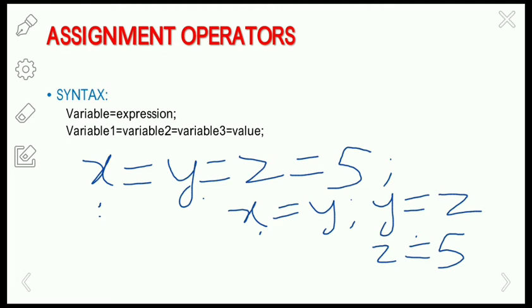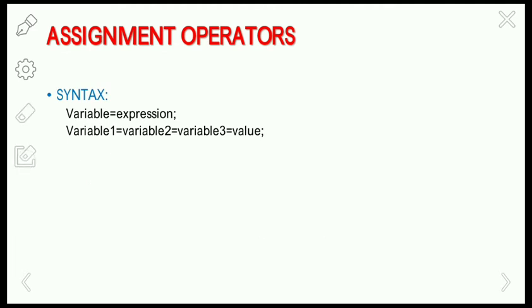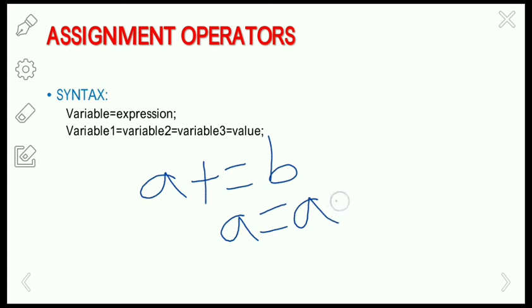So next one is the compound assignment. In the assignment operators, there is a single assignment, multiple assignment, and compound assignment. Compound assignment operators are formed with the syntax operator equals, where the operator may be any one of the arithmetic or bitwise operators. Here in the compound assignment, I am taking the value a plus equals b. That means a equals a plus b. So this is the compound assignment operator.